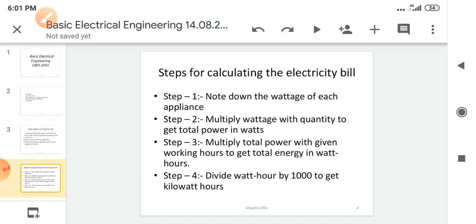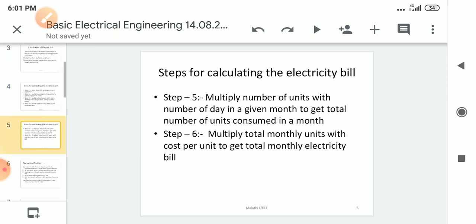It is very conventional to take this reading in kilowatt hour, and 1 unit is nothing but 1 kilowatt hour. After that, the next step is to multiply the number of units with the number of days in a given month to get the total number of units consumed in a month. Our electricity bill is not for 1 day; it is for 30 days or 31 days, it is for 1 month.